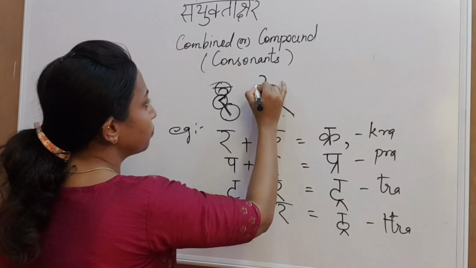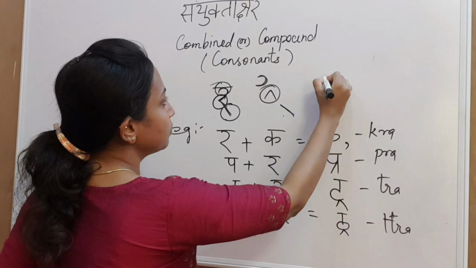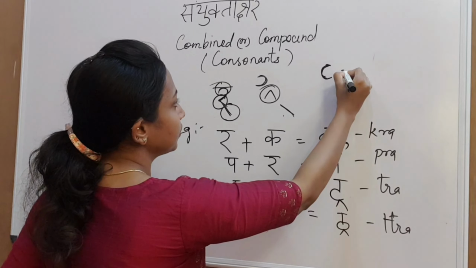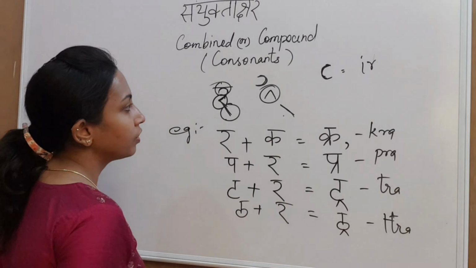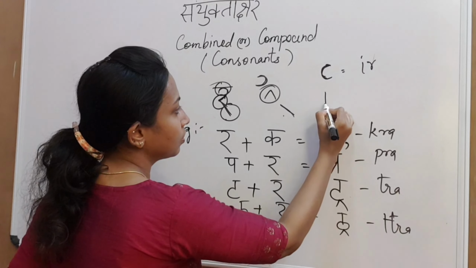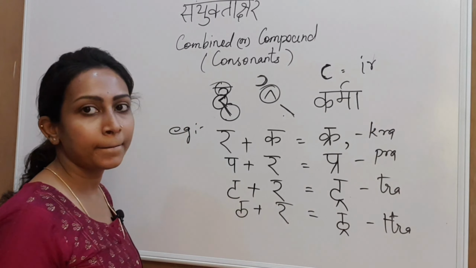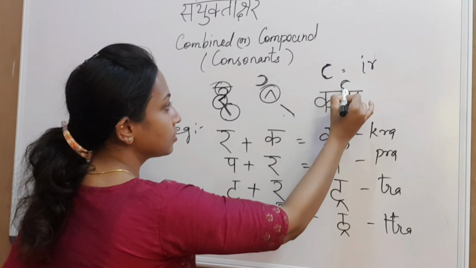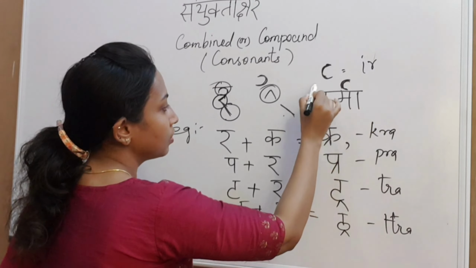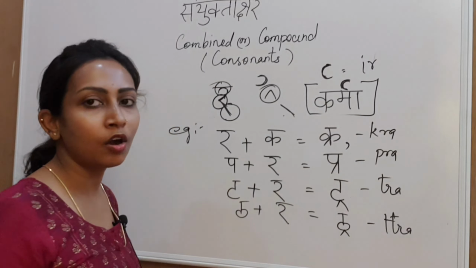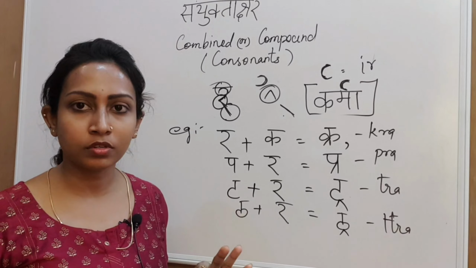What can we do with this part? This part is called ir. It is pronounced with an ir sound. For example, ka, ir, ma, karma. This symbol is the ir sound. Ka, ir, ma, karma. So this is how we can use half letter words and how we can pronounce them. There are three rules.